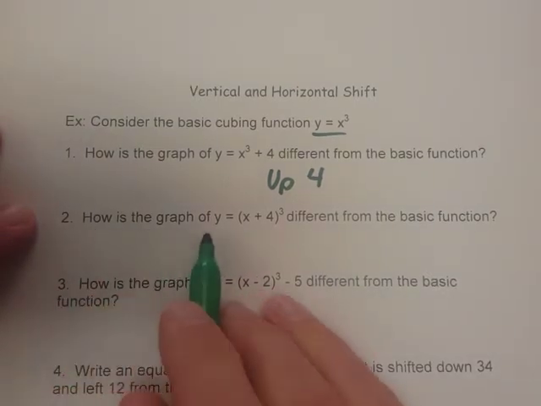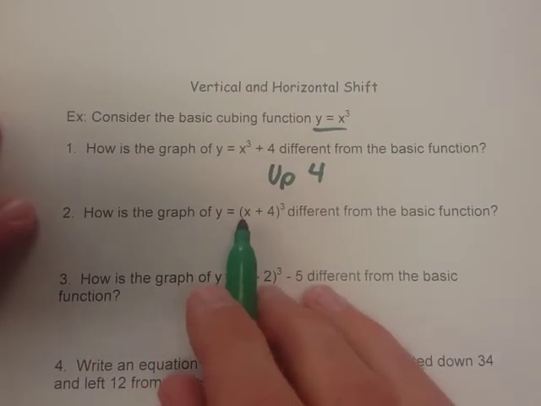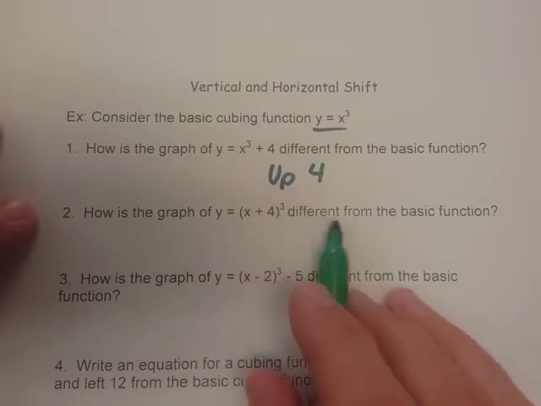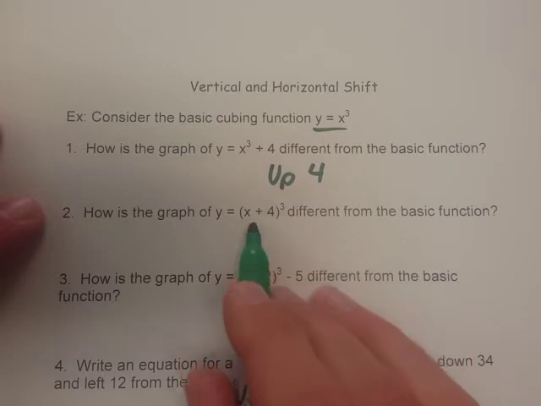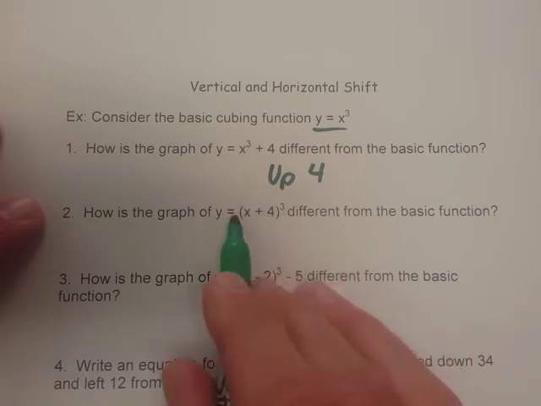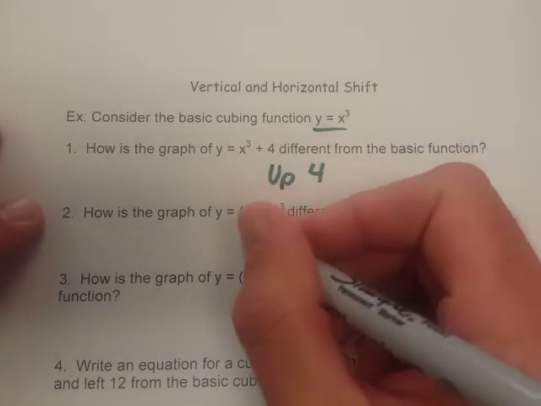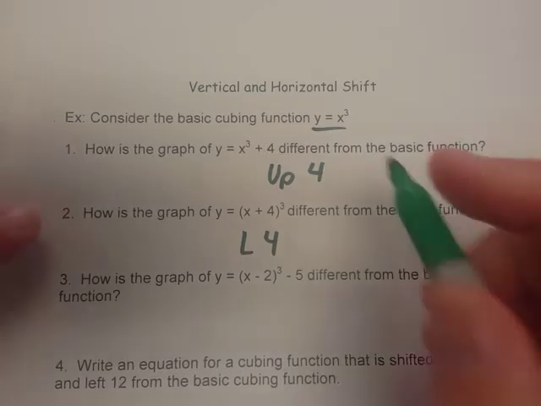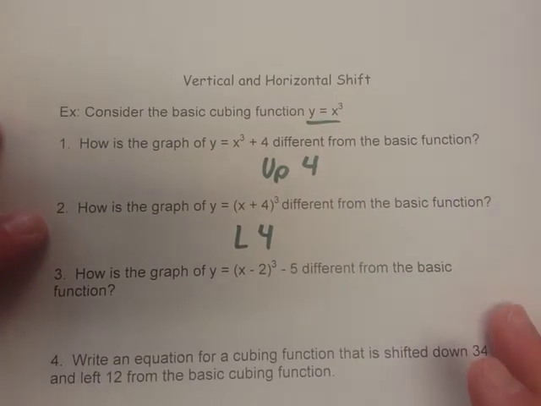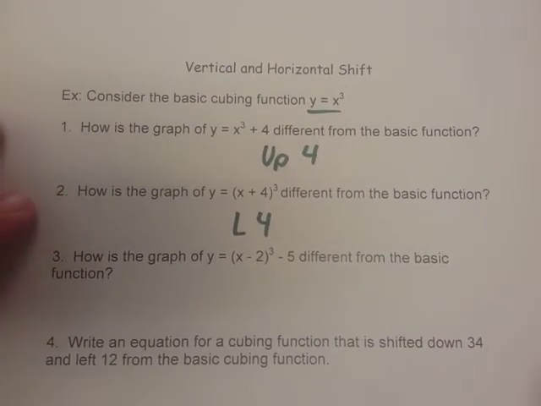Next, how is the graph of y equals (x plus 4) cubed different from the basic function? Since we want to make this equal to 0, then that would be negative 4. That would make that equal to 0. That means that we are going to be going left 4 units in this case, based on the original, how it's different from that first function.